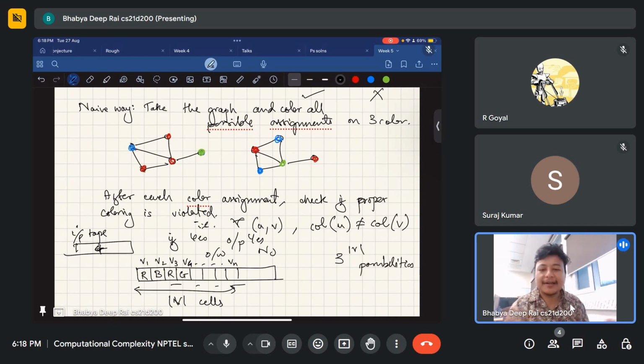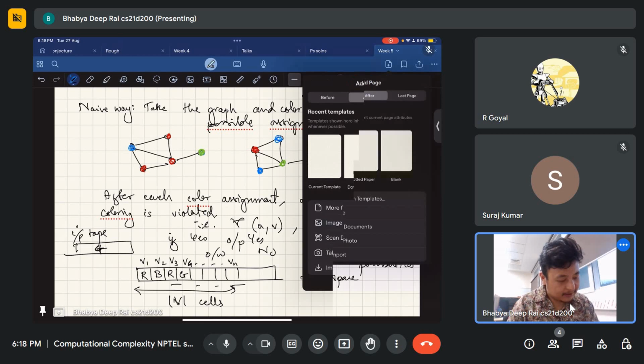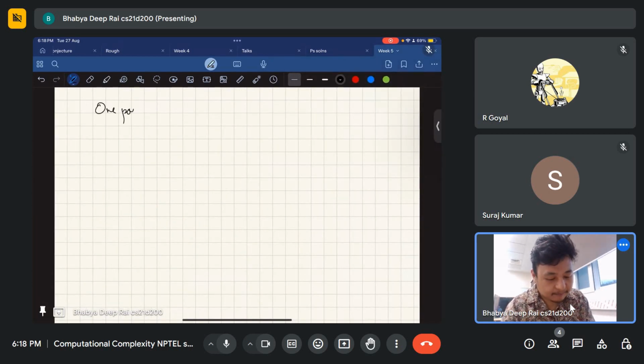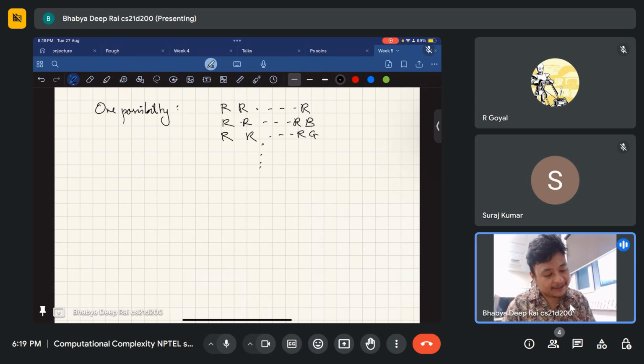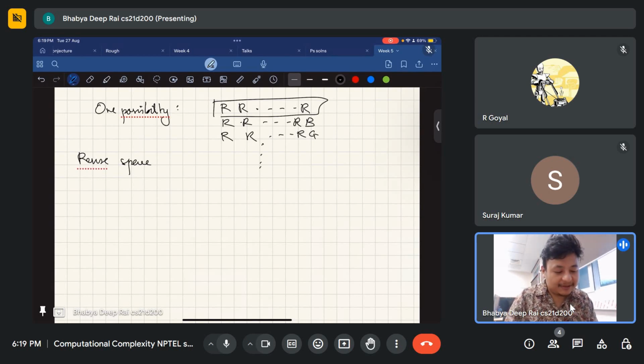But remember, that is regarding time. What we can do is we can reuse space. So I do one possibility, that is all R's. Second possibility is R and so on till RB. And third possibility RG, and keep doing this on the same space, reuse space. Then how much space am I using? I'm really using some constant, which is actually just 2 bits extra to represent.